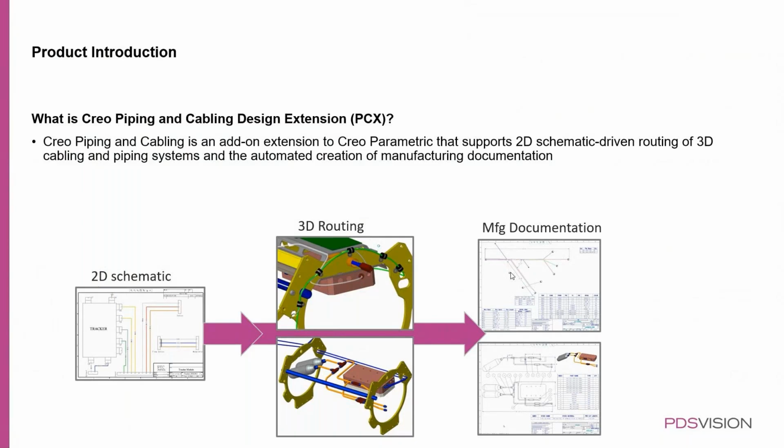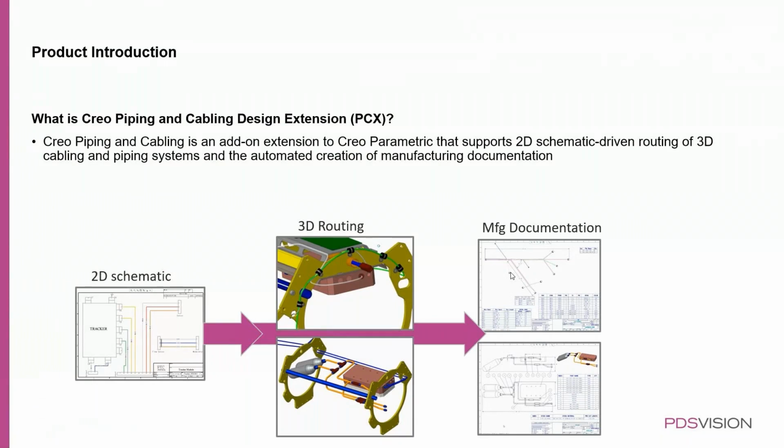Now, additionally, you also have the ability to pair this with Creo Schematics. Creo Schematics is a 2D CAD schematics tool that links in with Creo Parametric, and it can automate a lot of the process of cabling and piping.